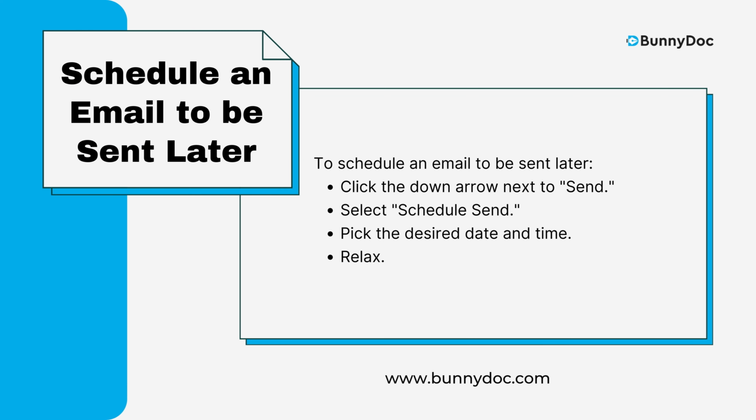Schedule an email to be sent later. To schedule an email to be sent later, click the down arrow next to Send. Select Schedule Send. Pick the desired date and time. Relax.